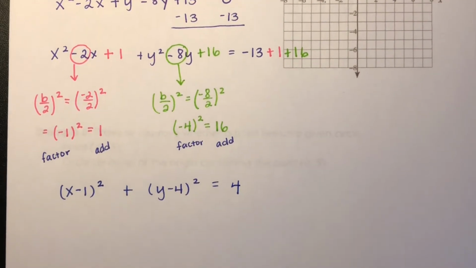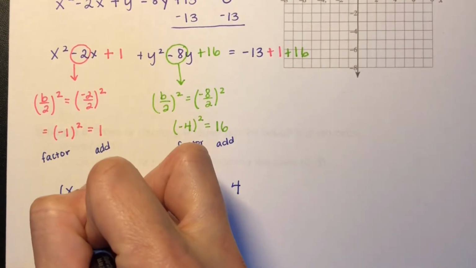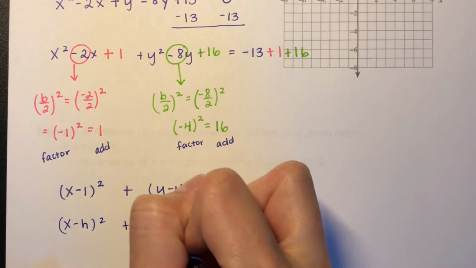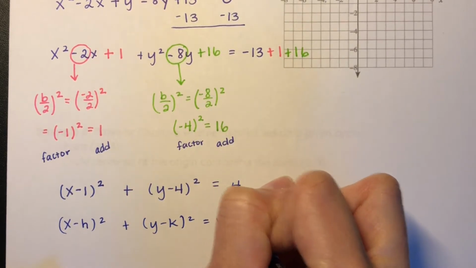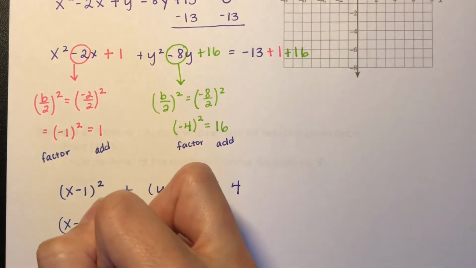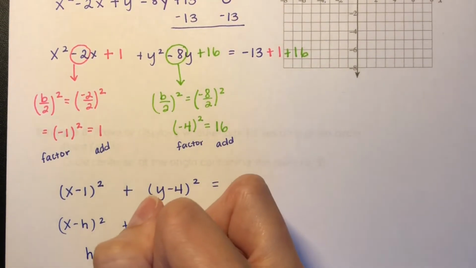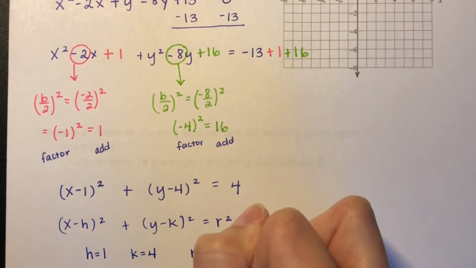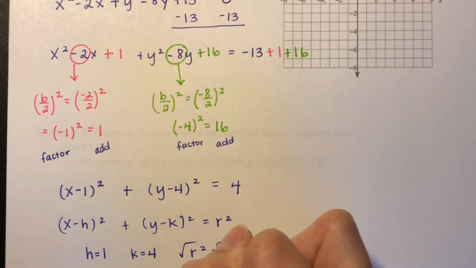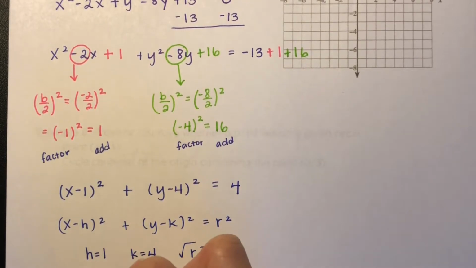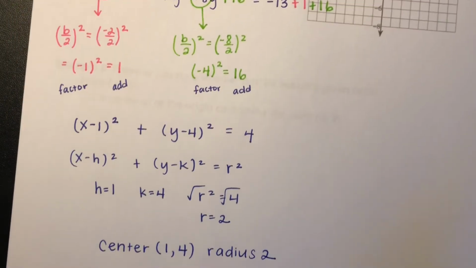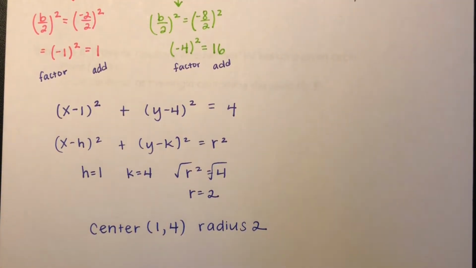All right, so in order to graph, I have my standard form of my circle equation. Now I have to identify h and k, so I can use that standard form to help me. And now I can see that h will be 1, k will be 4, and r squared is 4. I'll take the square root of both sides, and r is 2. So the center of my circle is (h, k), which is (1, 4), and my radius is 2. So again, that is what I need in order to graph.